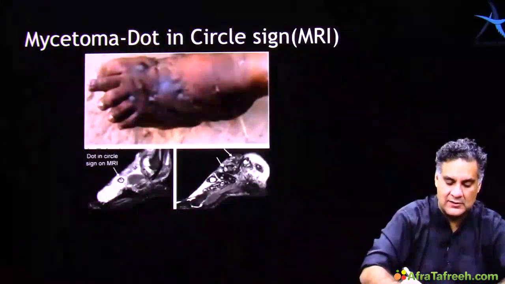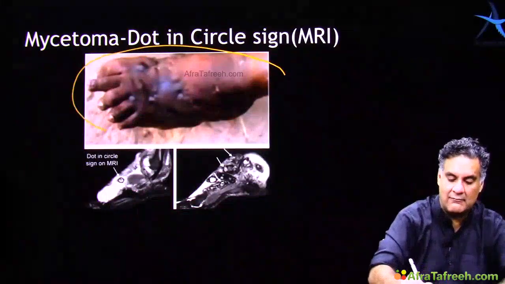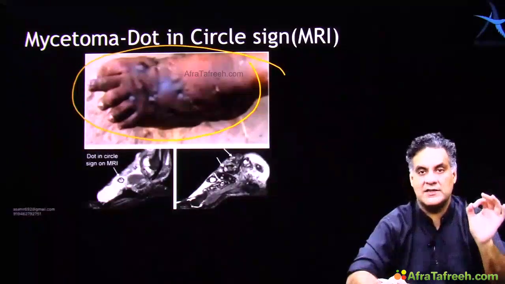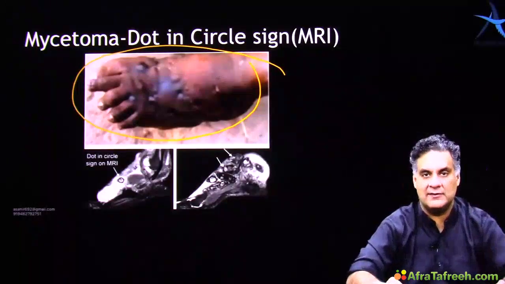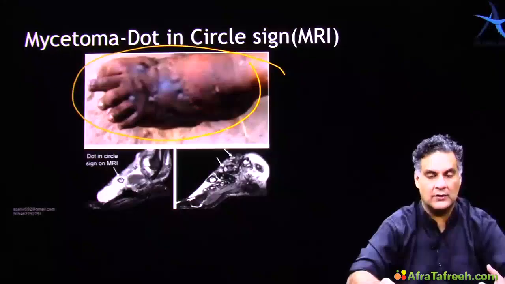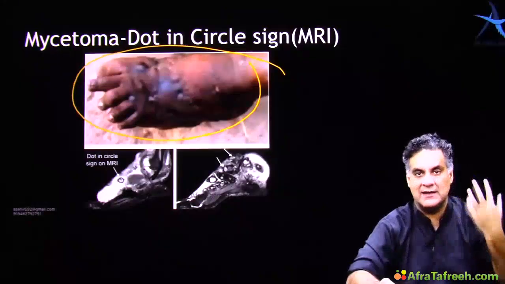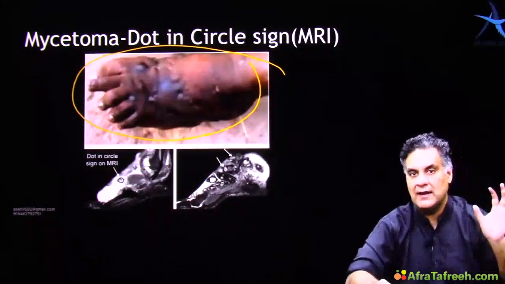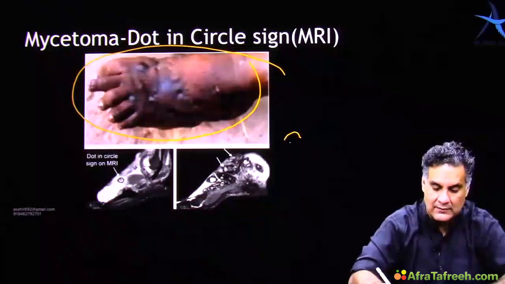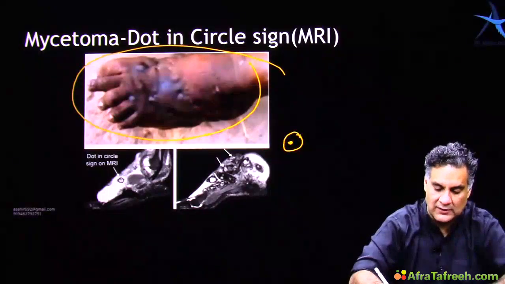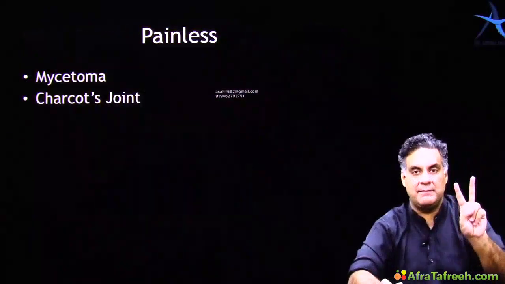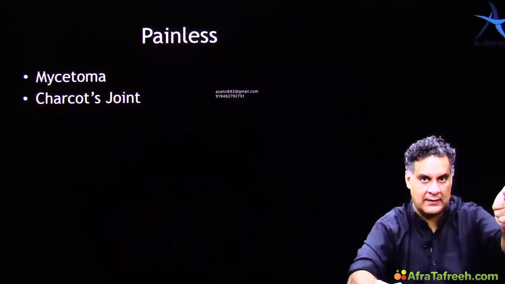And look at this image, you should not forget this image. If you have multiple draining sinuses around the foot, think about mycetoma, the eumycetoma, the fungal mycetoma. And if you have it around the jaw, that is actinomycosis. So above the waist is a bacterial cause, below the waist is a fungal cause, and mycetoma on MRI creates a dot-like circle. This is the dot in the circle sign, remember that. And 2 conditions which are painless in orthopedics: Charcot's and mycetoma.